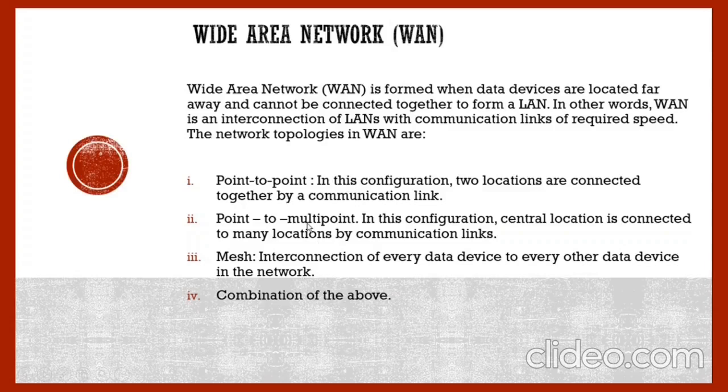Again, the names of these topologies are suggesting what their type is. Inside a mesh, there is interconnection of every data device to every other data device in the network. So it is a bit like the star topology, where every device is connected to every other data device. You can see it like a hexagon. For example, at the ends there are devices and they are connected to each other in the mesh. And as we also saw in the last one, a combination of these can be used anywhere.